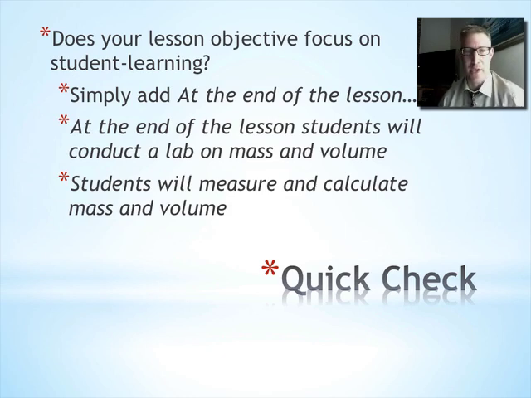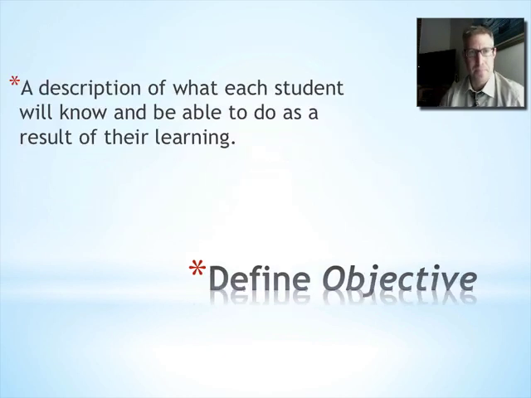So we can tweak the objective real quickly to see you can change it. Students will measure and calculate mass and volume. That would be the purpose of the lab. So now, can we throw at the end of the lesson in front of that? Surely we can. At the end of the lesson, students will measure and calculate mass and volume. Quick check, the objective works.